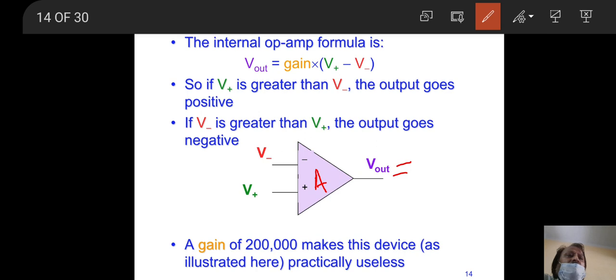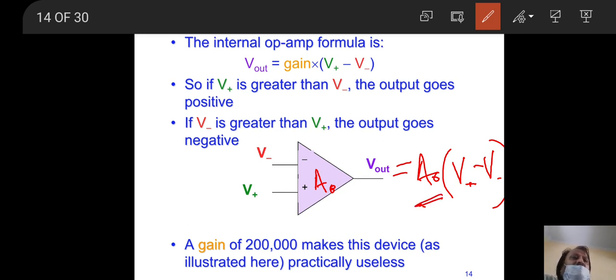So A naught. You can write A naught multiplied by V positive minus V negative. Here A naught is the open loop gain. V naught equals A naught multiplied by the differential ports, the inverting and non-inverting terminals: V positive minus V negative. You'll get the output V naught equal to.